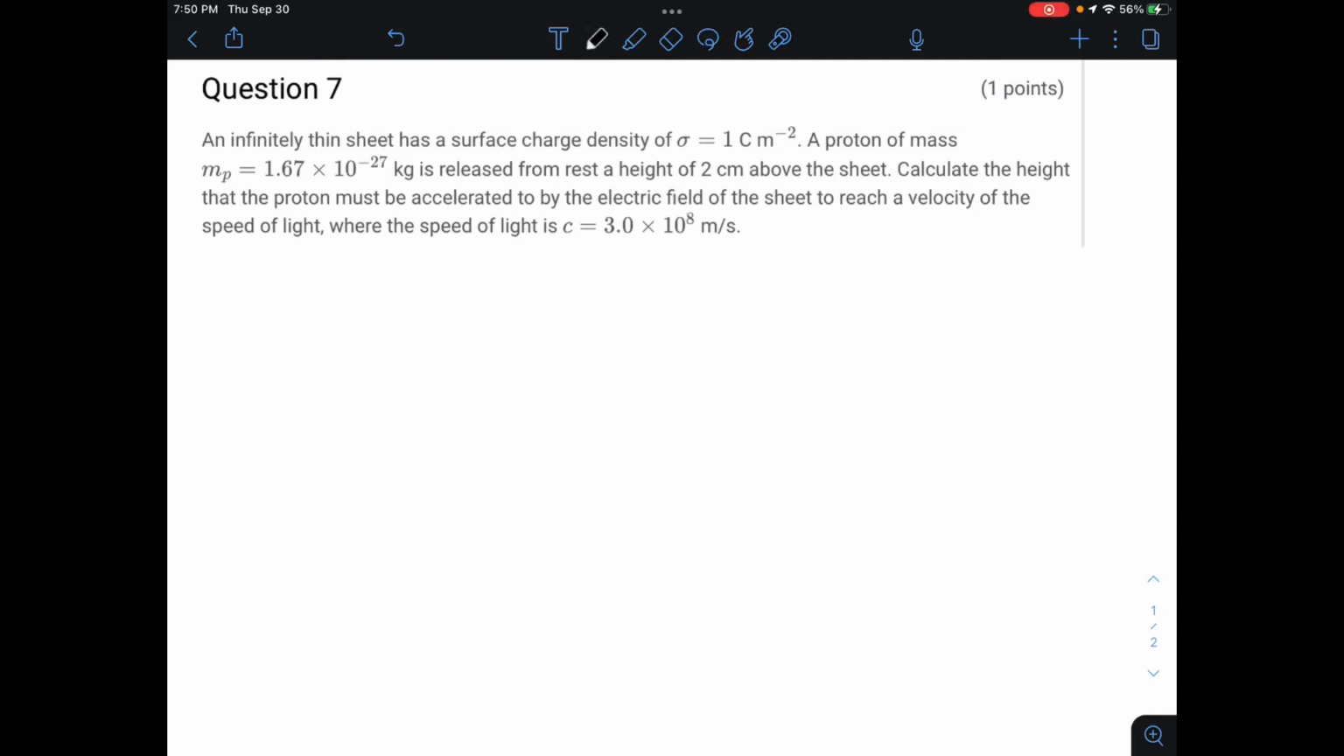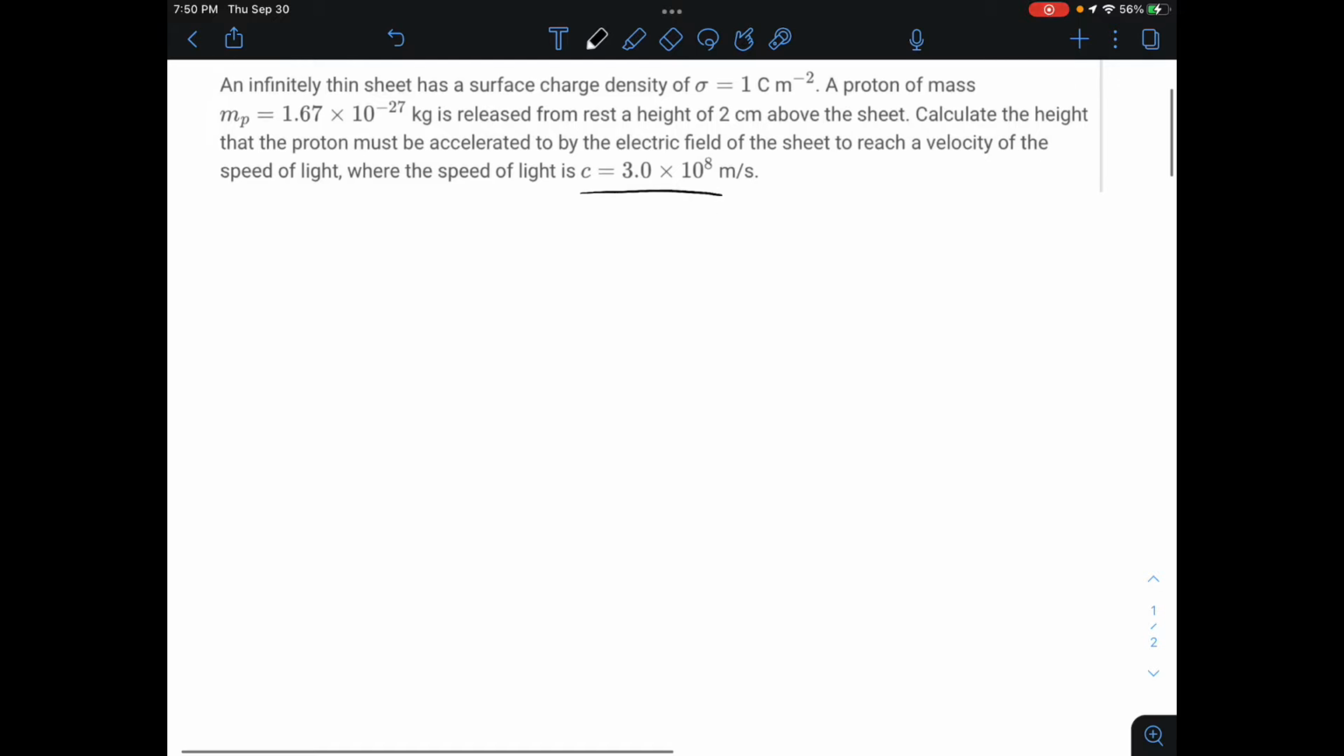Alrighty, y'all. Today we're looking at question 7 for homework number 2. For this one, we're trying to find the height that a proton is going to be accelerated to by the electric field from an infinitely thin sheet so that it reaches a velocity of the speed of light, 3 times 10 to the 8th meters per second.